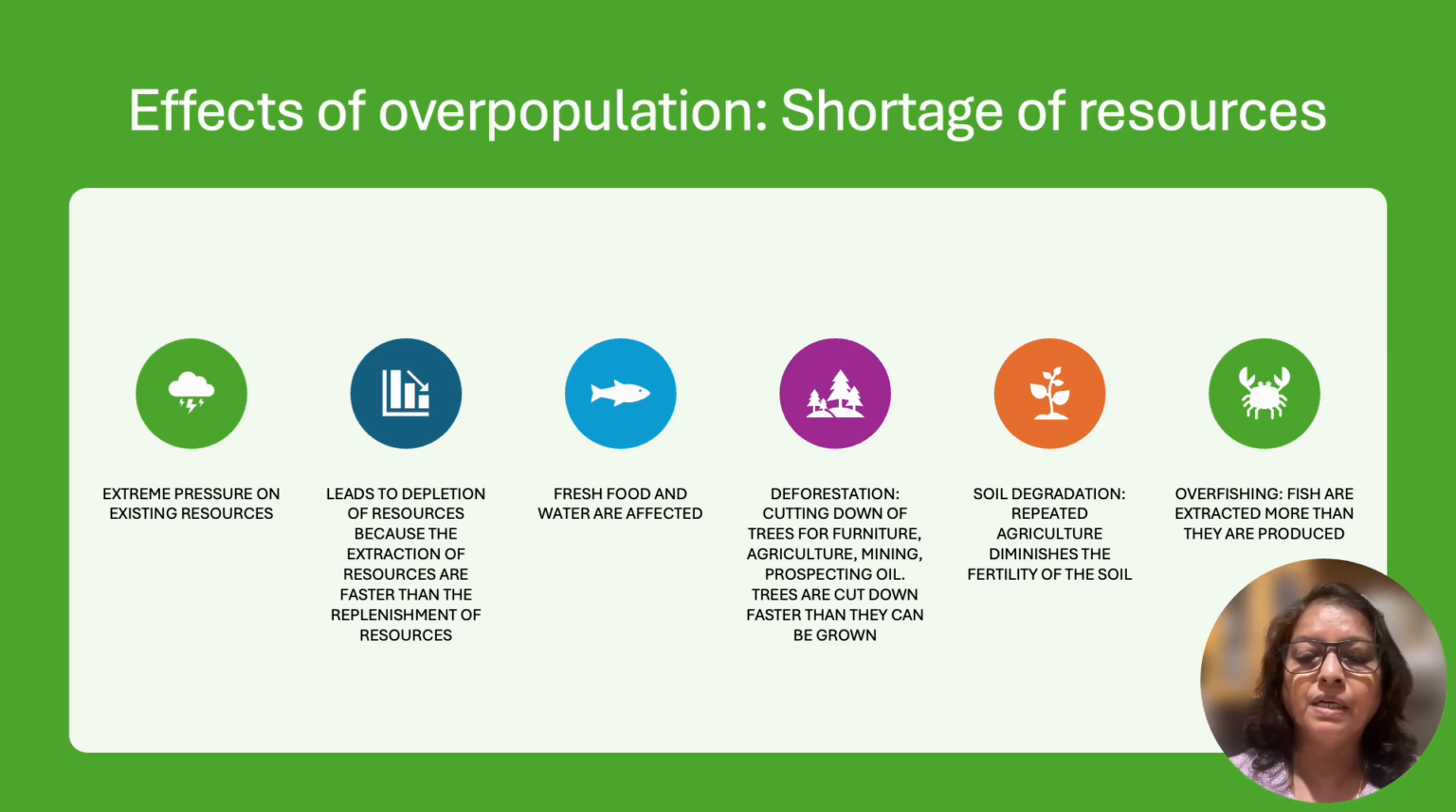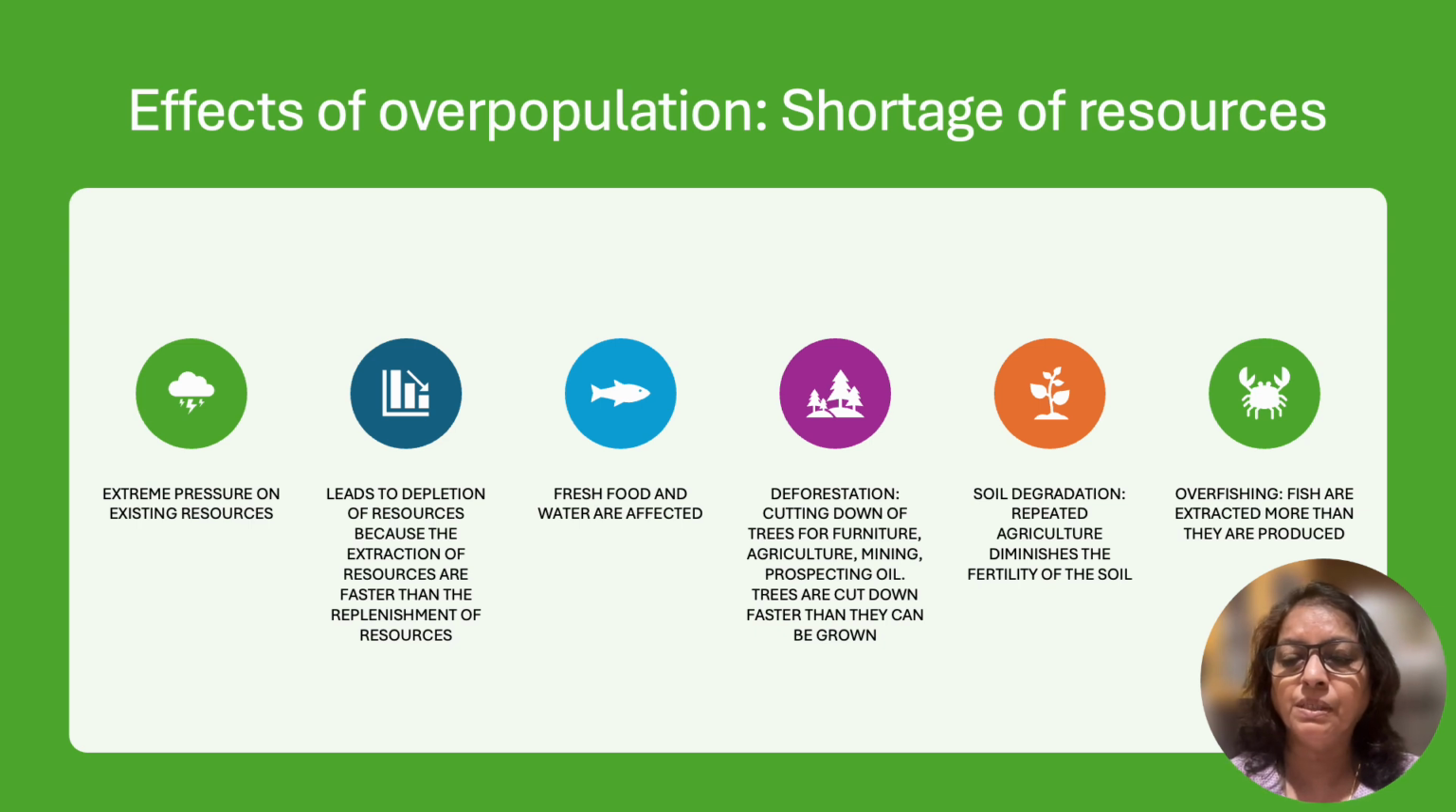Deforestation means cutting down of trees for making furniture. For agricultural purposes, you want a plain land. Then maybe you want to do mining, dig for oil or gases or ores, then you need to cut down the trees. Then prospecting oil, etc. Trees are cut down faster than they can be grown, then it is deforestation.